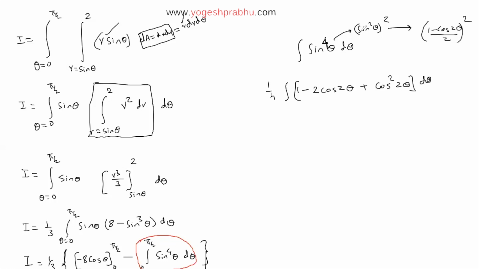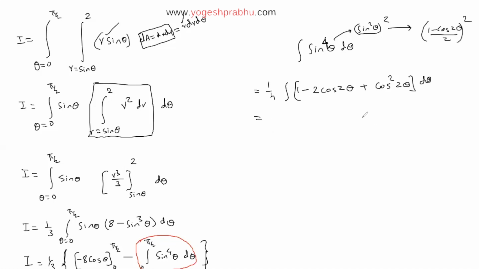Sine raised to 4 theta d theta is sine square theta square. Then sine square is nothing but 1 minus, you know this formula, right? Yes. 1 minus cos 2 theta over 2 and the whole square will give me 1 over 4. If you square it, it's going to be 1 minus 2 cos 2 theta plus cos square 2 theta. Okay, so you get 1 over 4 theta minus 2 sine 2 theta over 2. Sorry.